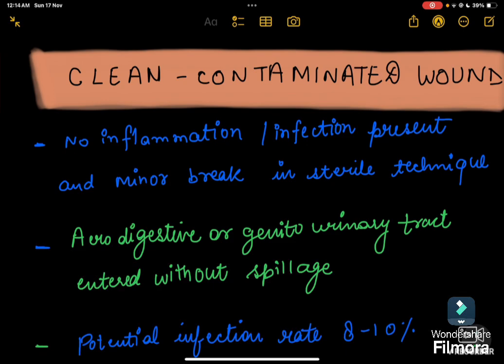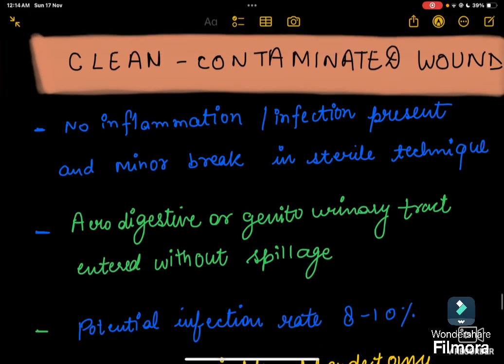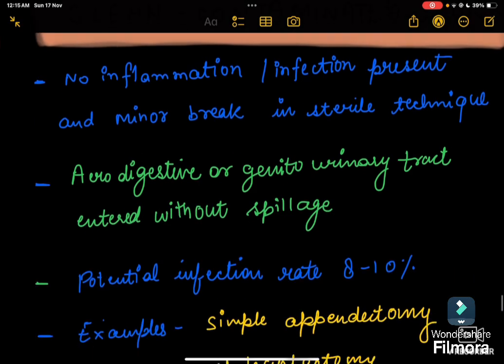Second category, clean contaminated wound. So in the second category after clean wound is clean contaminated wound. As the name indicates, there is some contamination here. So there is no inflammation as such, but infection is present, like a minor break in the sterile technique. The technique we have followed is not completely sterile. There is a minor break in the sterility technique. Now the digestive or genitourinary tract is entered, but there is no spillage as such. Okay, there is no spillage, but these tracts are entered.